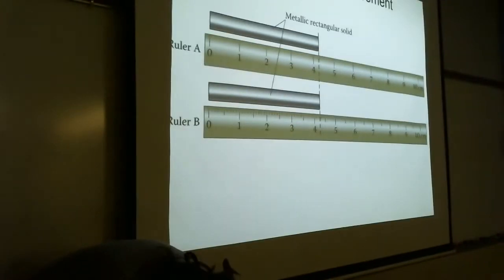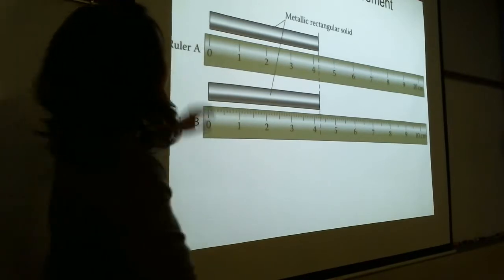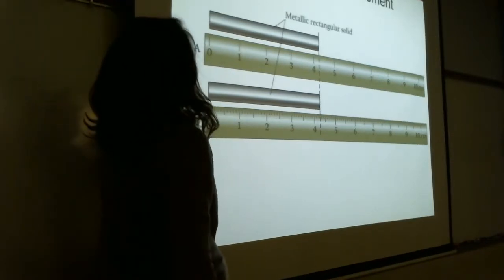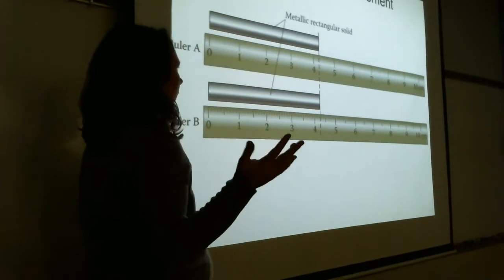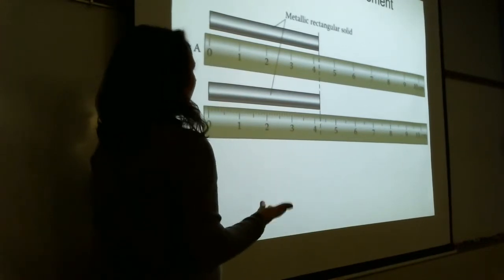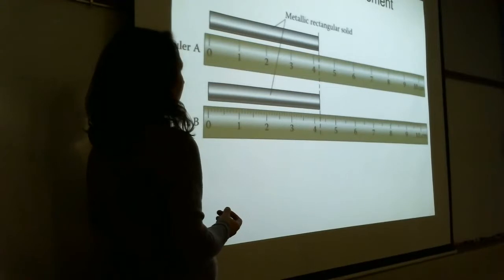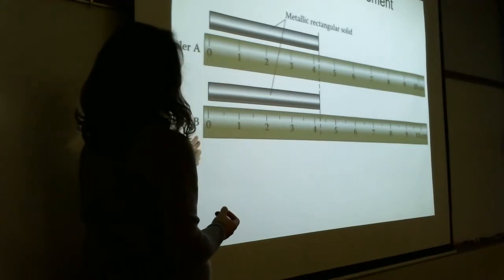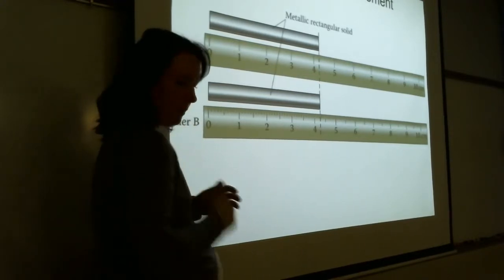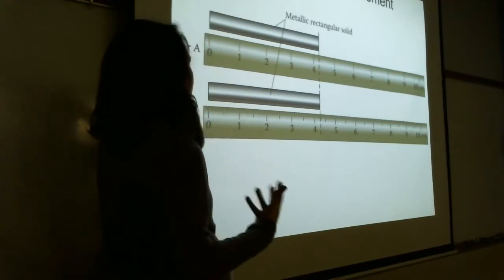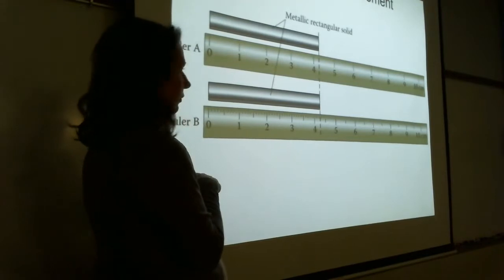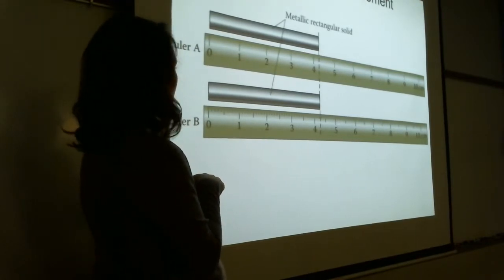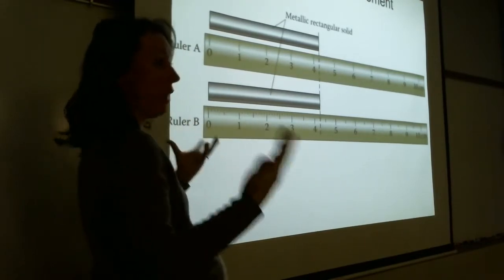All right, so we've got some sort of bar that we are measuring on two different rulers. We don't need to use a lot of brain-busting science to figure out which one of these is going to give us the better result. Which one is it, ruler A or ruler B? B. Why is that going to give us a better measurement than ruler A? Right, we don't have as much approximation.